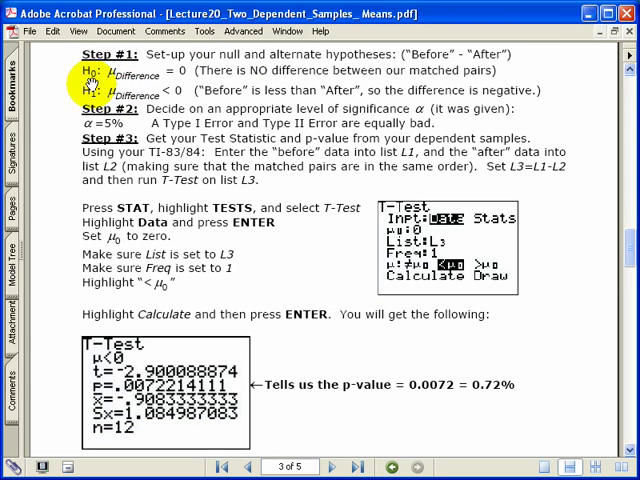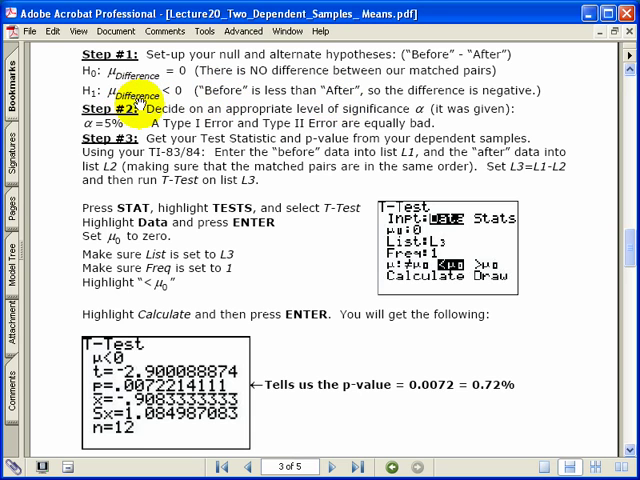The null hypothesis is always that the population mean of all the differences is 0. In other words, there is no difference between these two samples, the before and after. What we're interested in is whether the before measurements are less than the after measurements. Now remember, before is L1, so L1 minus L2. That result will be negative if the before measurement is smaller than the after.